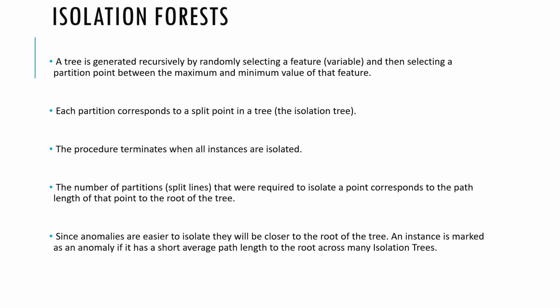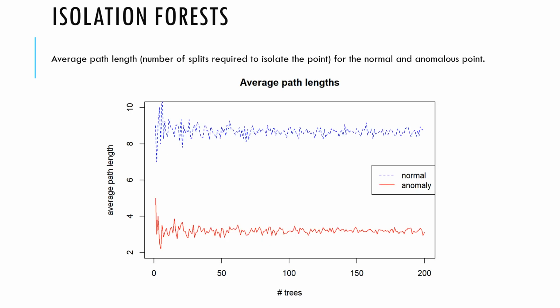Since anomalies are easier to isolate, they will be closer to the root of the tree. An instance is marked as an anomaly if it has a short average path length to the root across many isolation trees. Here we have a plot of the average path length for the normal and anomalous data points. On average, we can see that the anomalous data points have a smaller average path length compared to the normal data points. So we can use this information to classify points as anomalous if they have an average path length smaller than a given threshold.